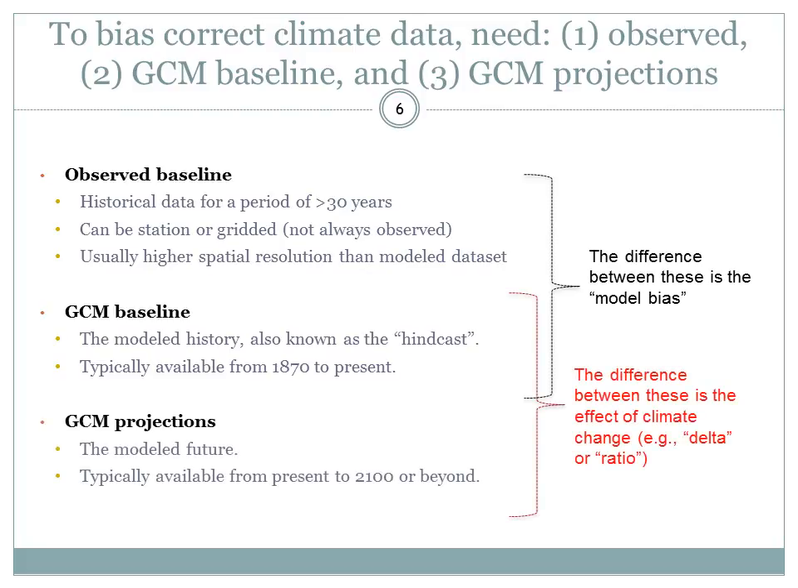So this last piece here that we need is the projections from the GCMs into the future. This is the modeled future. It's typically available from the present to 2100 or beyond. The difference between the GCM baseline and the GCM projections is the delta or the ratio. This is the change that's actually projected by the GCM.